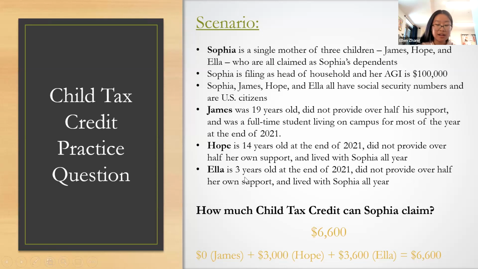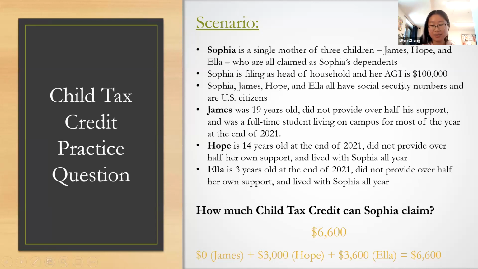Hope. And then Ella, who is 3 years old and meets all the qualifications to be a qualifying child, is in the under 6 years old bracket. So she can get $3,600 from Ella and add it all together for a total of up to $6,600 of child tax credit for Sophia. Does anyone have any questions on that before we move on?